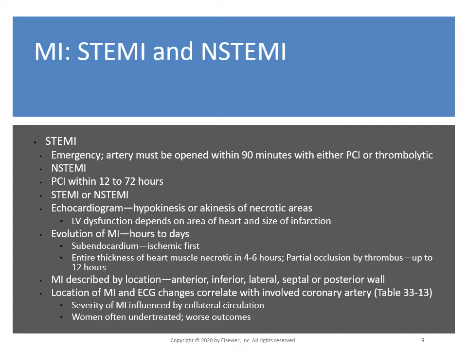The location of the MI and EKG changes correlate with the involved coronary artery. In most people, the right coronary artery supplies blood to the inferior and the posterior left ventricular walls. Blockage of the right coronary artery results in an inferior wall and/or posterior wall MI. Anterior wall infarctions result from blockage of the left anterior descending artery.